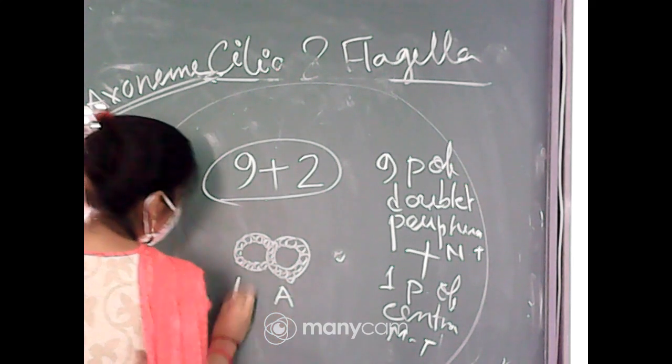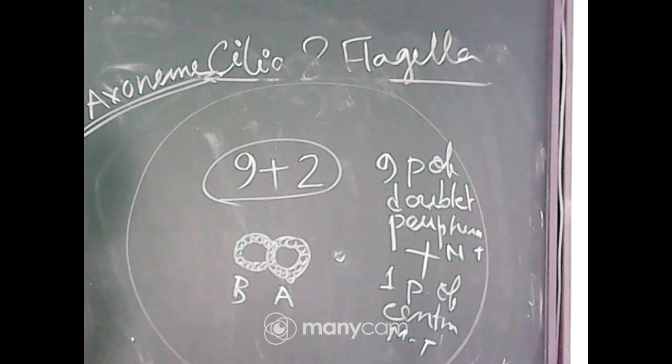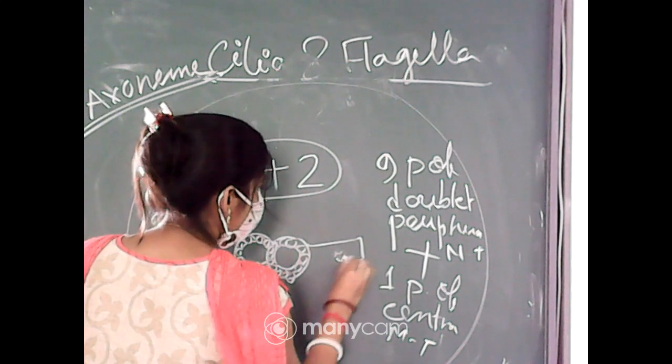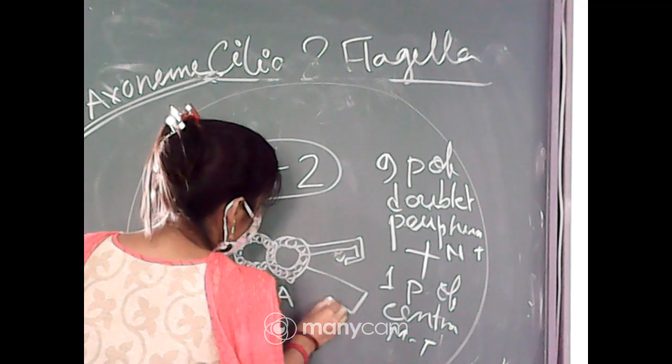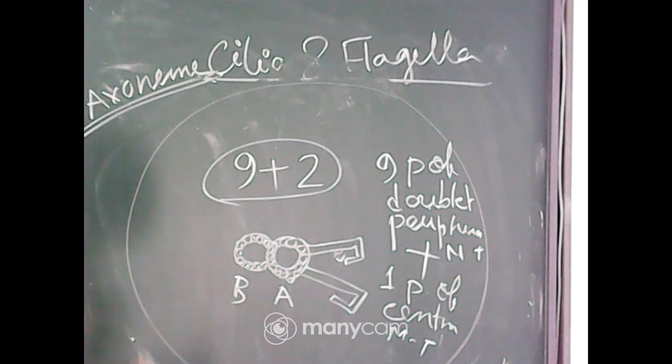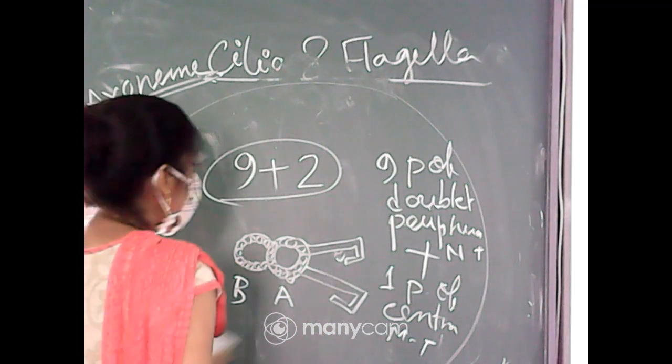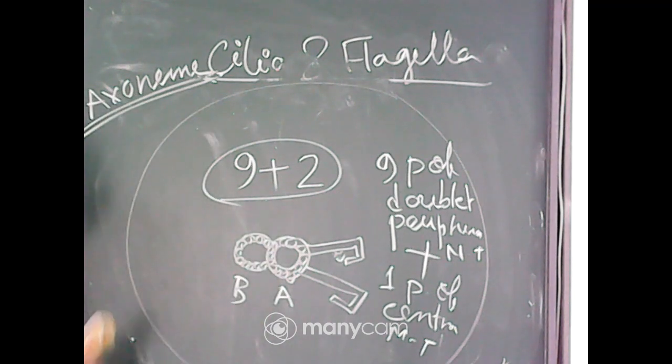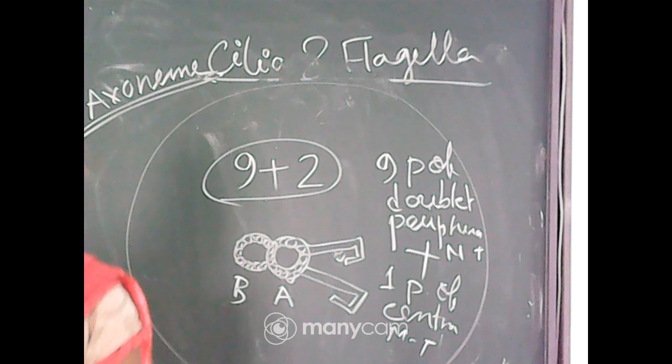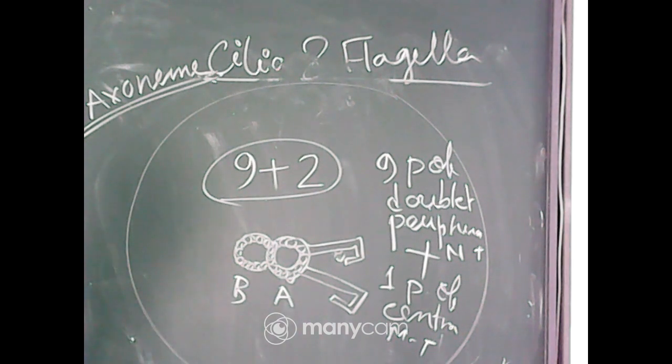Okay, this is 9 doublet microtubules, and this A part is having 2 arms. The arm which is present on the outer side is called the outer arm, and the other arm is called the inner arm. Okay, so that is called AB.